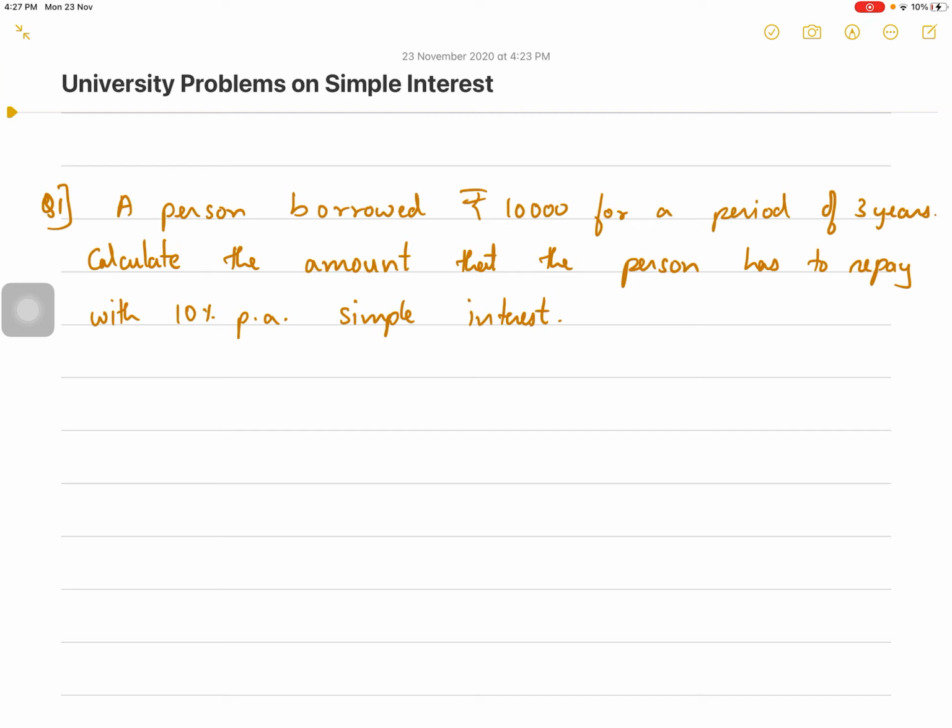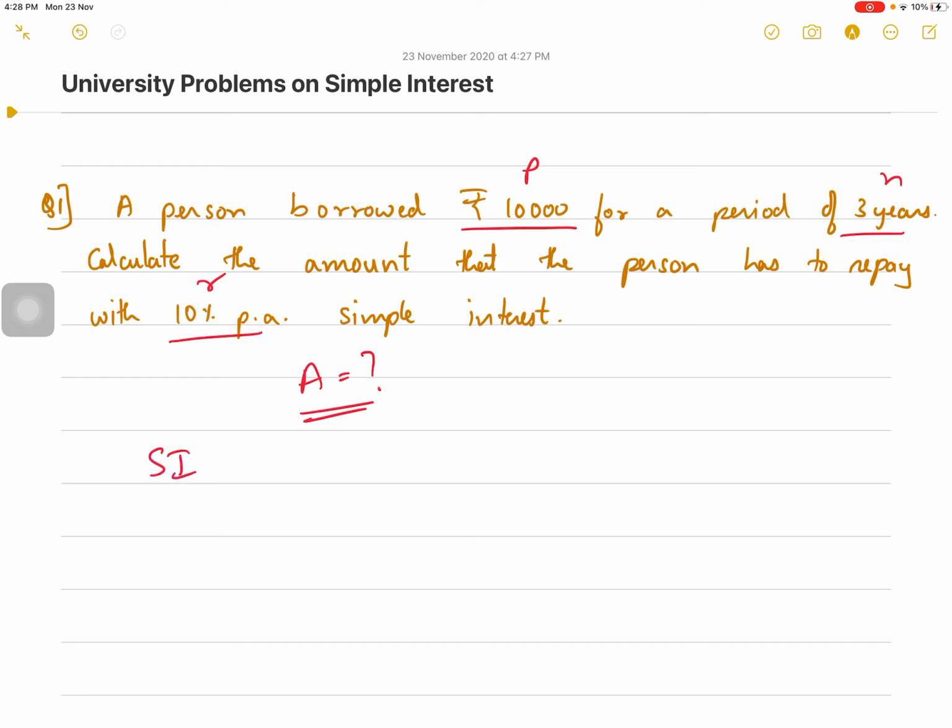The first problem: a person borrowed rupees 10,000 for a period of 3 years. Calculate the amount that the person has to repay with 10% per annum simple interest. Rupees 10,000 is the principal amount, the period n is 3 years, and the rate r is 10%. You are supposed to find A, the amount that the person has to repay.